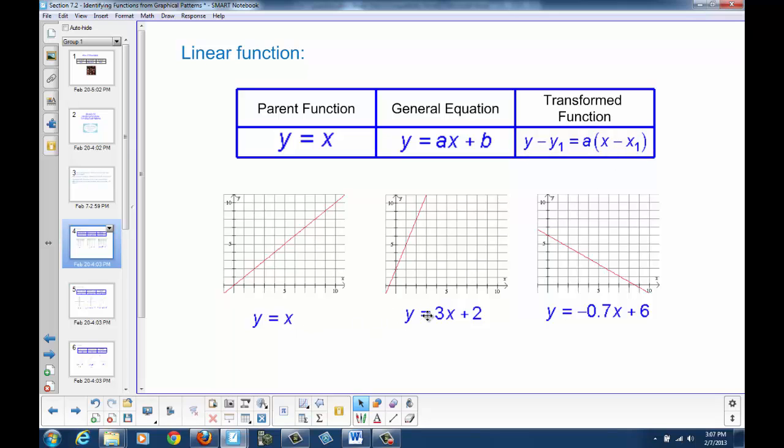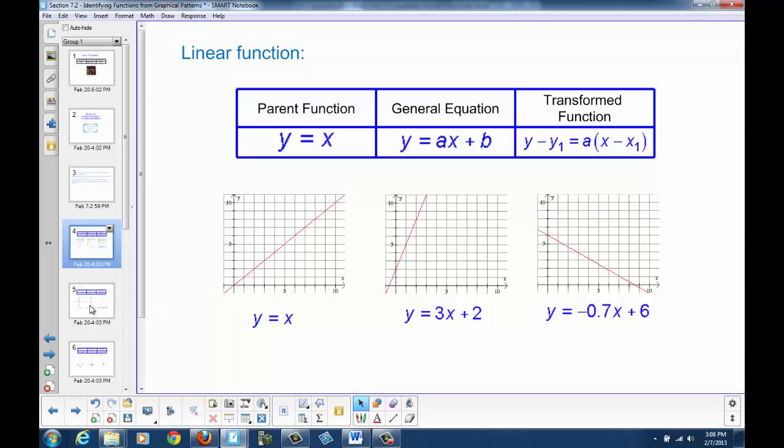And here are various examples of our transformed function and what it can look like. We can increase the slope and shift upward, or we can make the slope negative, flip the graph, and then translate it vertically.